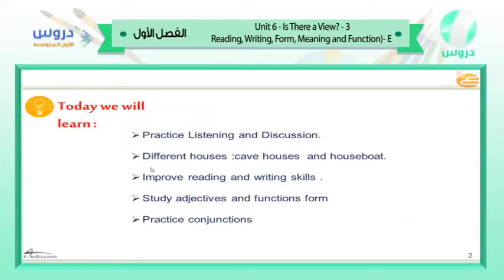Now we also have to improve reading and writing skills. As you know, we have listening skills, reading skills, and writing skills. In these lessons, we have three skills at least. Also, we have the fourth skill, which is what I am doing now: speaking. We also see the study of adjectives and function forms. We are going to see many adjectives about houses, and also the function forms of many conjunction words. We conclude this by practicing conjunctions.